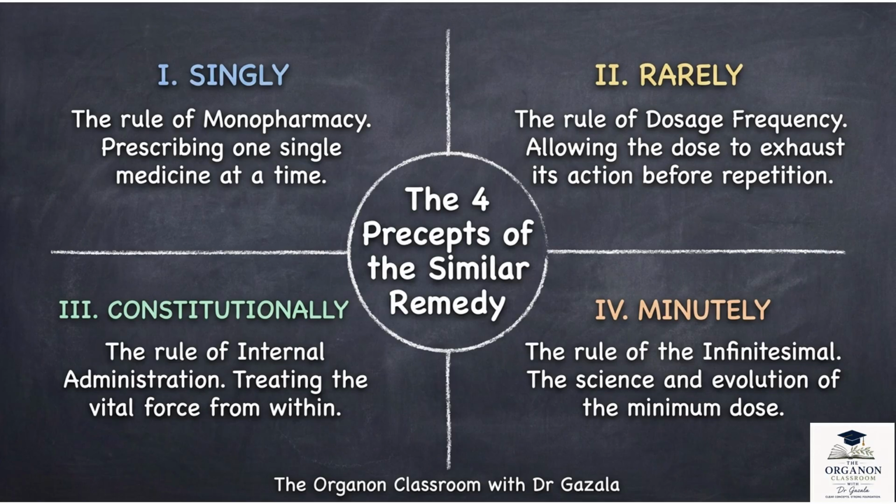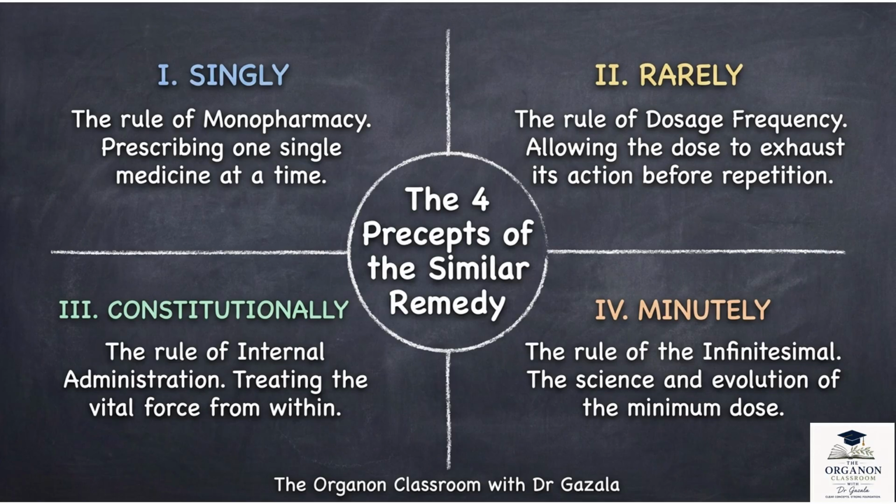Once the similar remedy has been selected, the next important question is, how should we administer that remedy? How should that remedy be given to the patient? Hughes brings our attention to four important precepts of the similar remedy. These are the four parameters on which we are going to understand and give that remedy. First one being singly. Point number one, singly. Now this word, I know it sounds a little off, but that's how it is written up in the book as well.